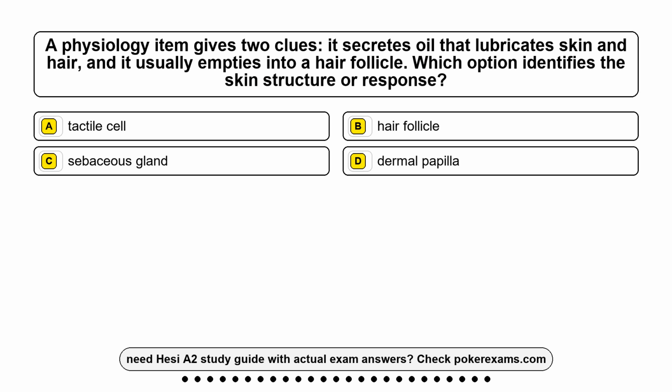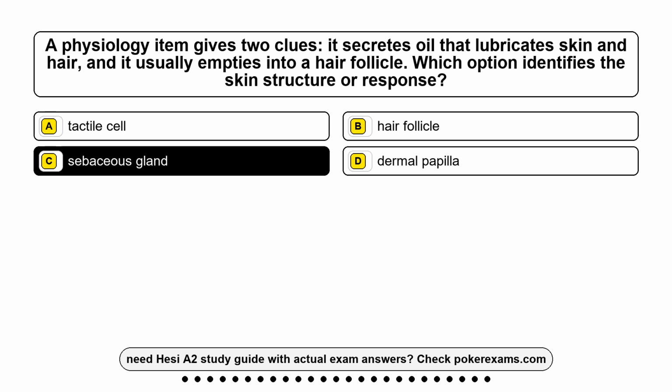It secretes oil that lubricates skin and hair, and it usually empties into a hair follicle. Which option identifies the skin structure or response? Option A, tactile cell. Option B, hair follicle. Option C, sebaceous gland. Option D, dermal papilla. The correct answer is option C, sebaceous gland.